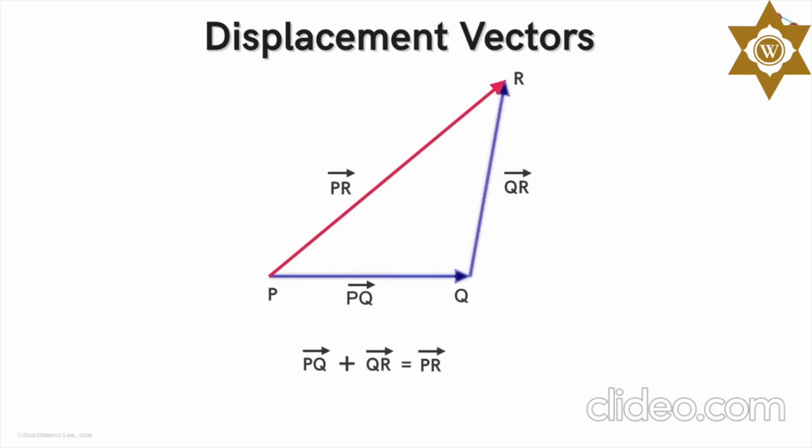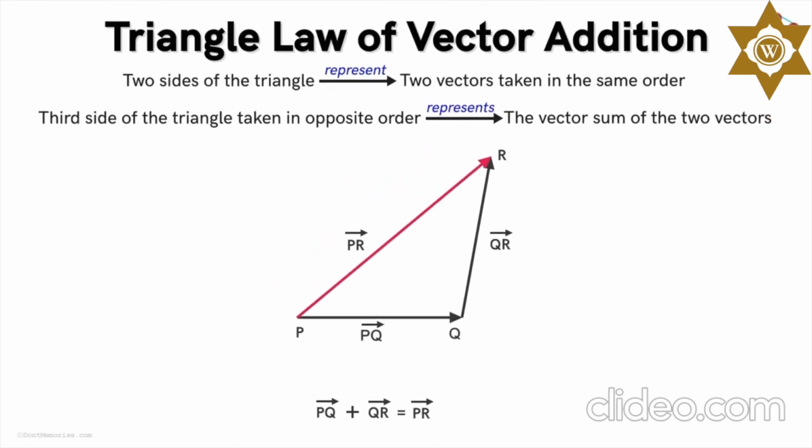Now, we take the third side of the triangle. Here, instead of taking it in the same order, that is from R to P, we take it in the opposite order, P to R. Then the resultant vector PR will represent the vector sum of the two vectors, both in magnitude and direction. This is known as the triangle law of vector addition. Take a moment and have a look at this.